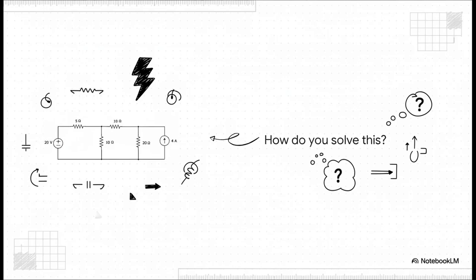All right, take a look at this. I mean, really look at it. It might just seem like a mess of lines and symbols, but this is the kind of puzzle that engineers have to solve every single day. You've got a voltage source here, a current source over there, and resistors sprinkled all over the place.